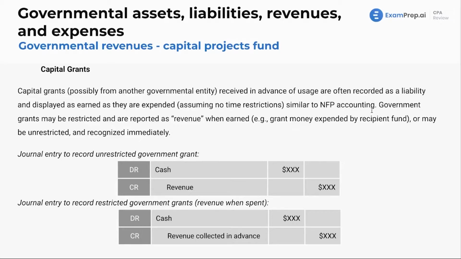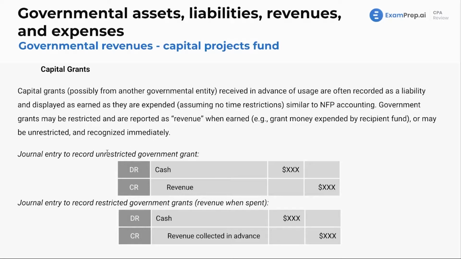And government grants may be restricted and are reported as revenue when earned. Same as not-for-profit when you start to recognize revenue from contributions. So they are earned when grant money is used up to pay for the building, or may be unrestricted or recognized immediately.